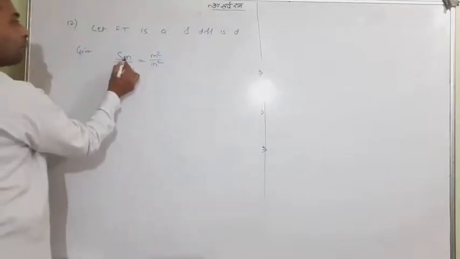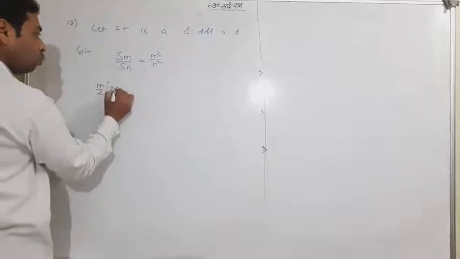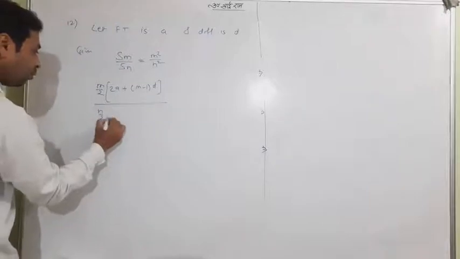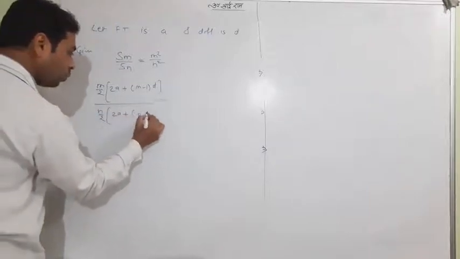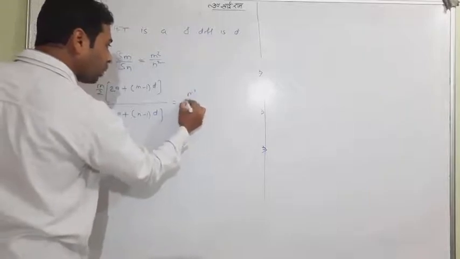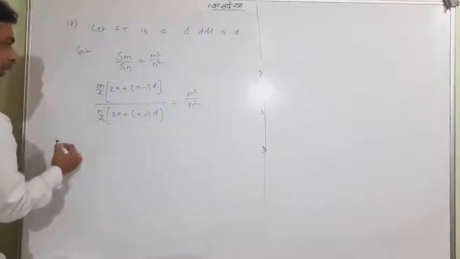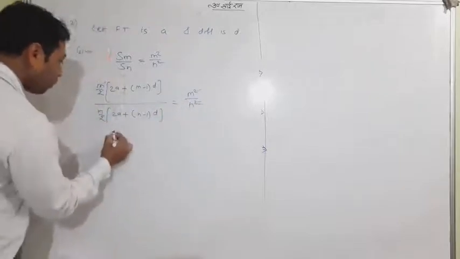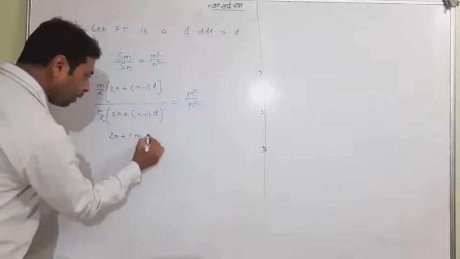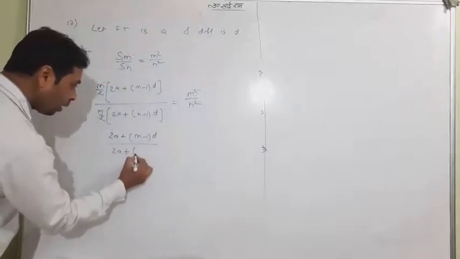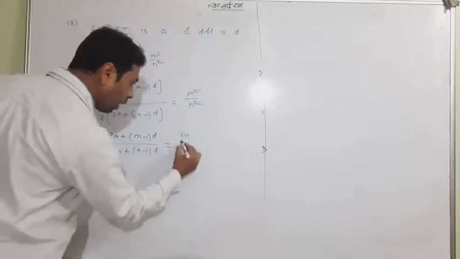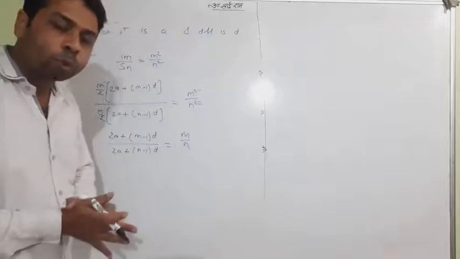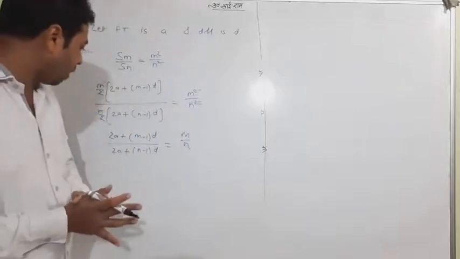So I will start. Sum of m terms is m by 2 into 2a plus m minus 1 into d. This is Sn, meaning n by 2 into 2a plus n minus 1 into d, is equal to m square upon n square. So these two and two cancel, and one power of m and one power of n will reduce. So the remaining is 2a plus m minus 1 into d upon 2a plus n minus 1 into d is equal to m by n. Now I'll cross multiply n and m and look at what we are having.